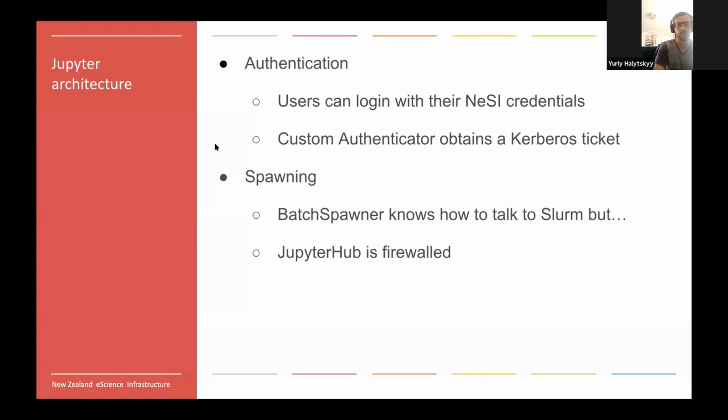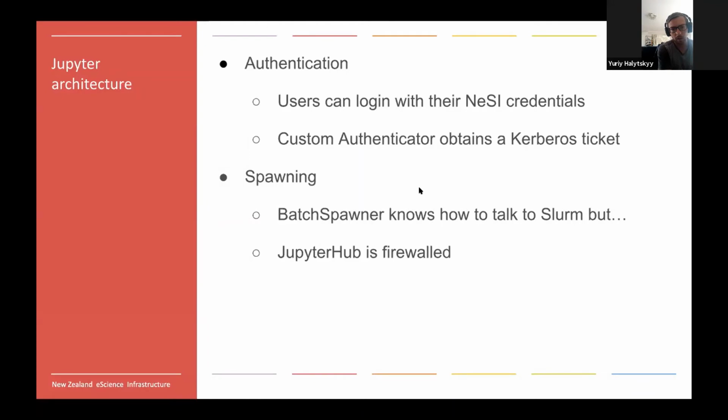JupyterHub has a library called the batch spawner that knows how to talk to the various batch queuing systems, including Slurm, but it talks to it directly, whereas our instance doesn't have access to it. That's why we couldn't use it. We still used the source code from that as a template to develop our own spawner.